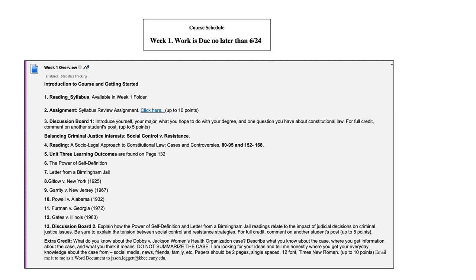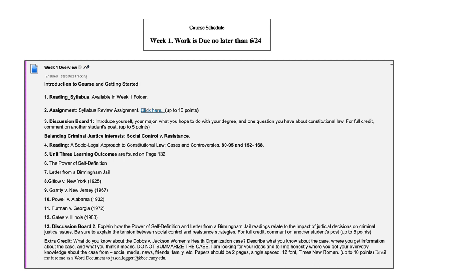What are you trying to think about as you move forward? And then for discussion board 2, you're going to be comparing these readings and putting them into a concept. There's an extra credit assignment that you can get started on right away if you just want to make sure that you don't take any chances.